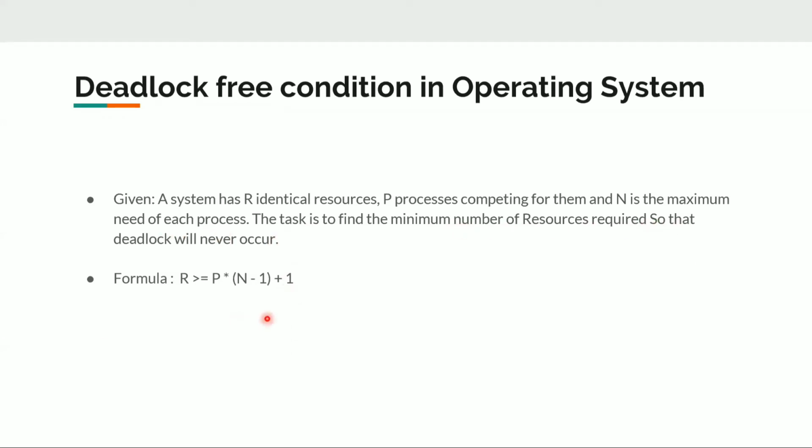So this is the formula. If the number of resources is greater than or equal to the number of processes times (n minus 1), plus 1, and this condition holds, we will never get a deadlock. But remember, we are considering identical resources, and the maximum need of each process is the same.